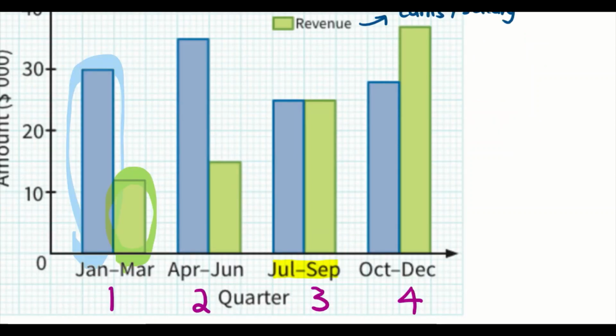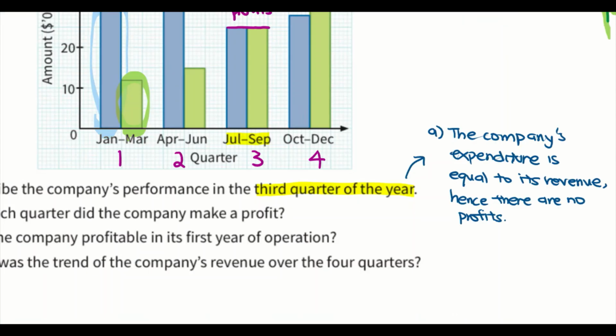If we look closely at the 3rd quarter, from July to September, expenditure and revenue are at the same level, which means there are no profits earned in this 3rd quarter. How much you earn is also how much you spend. So we can say that the company's expenditure is equal to its revenue, and hence there are no profits.